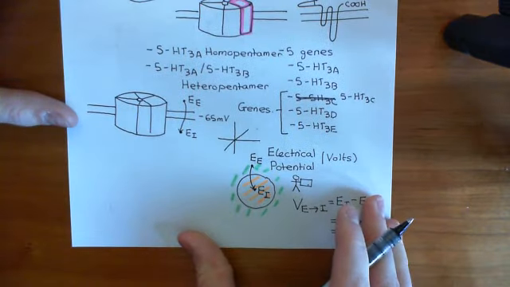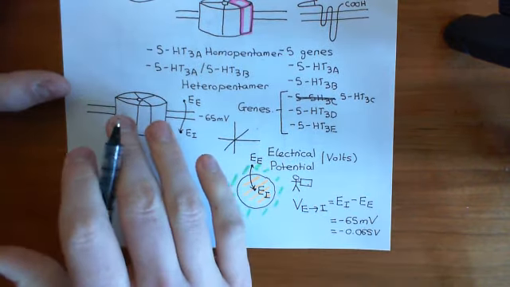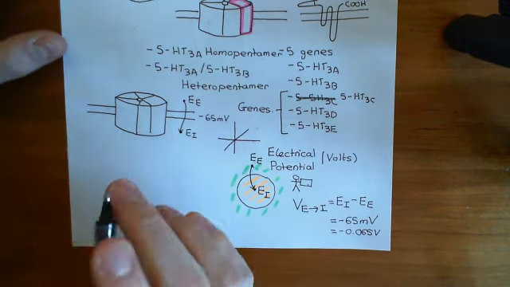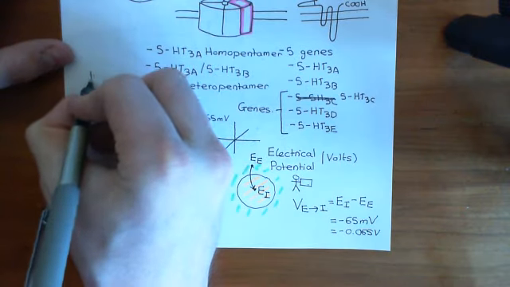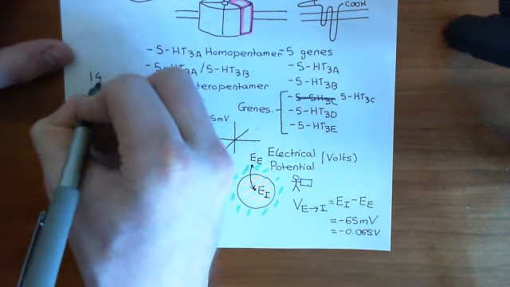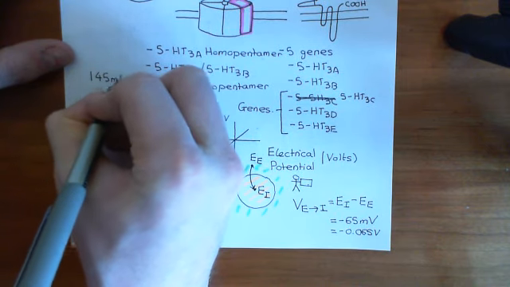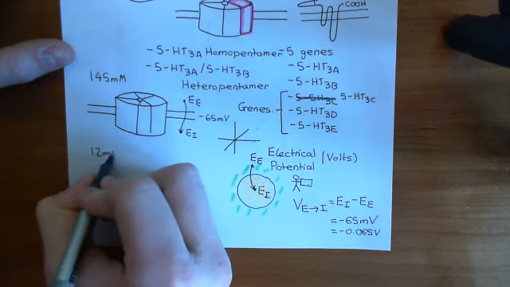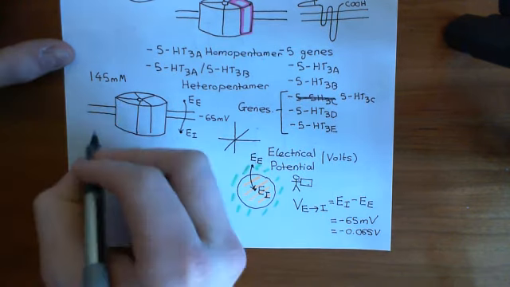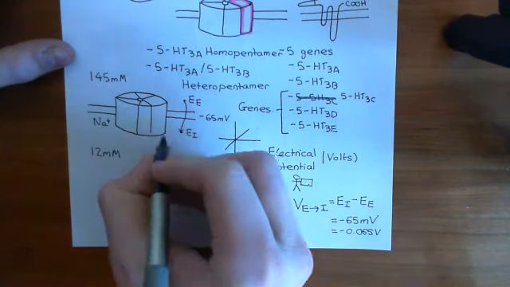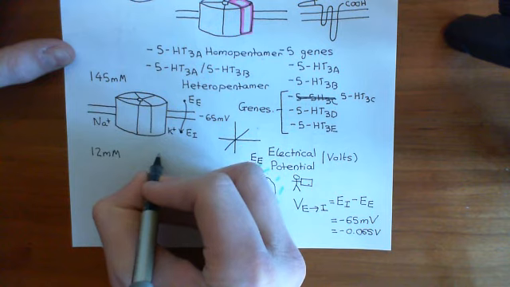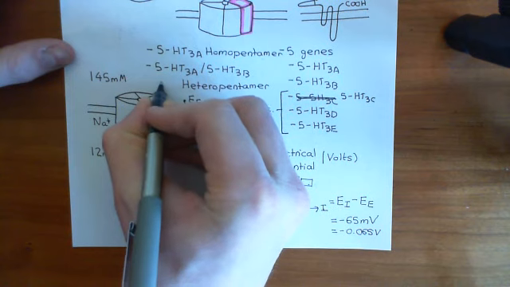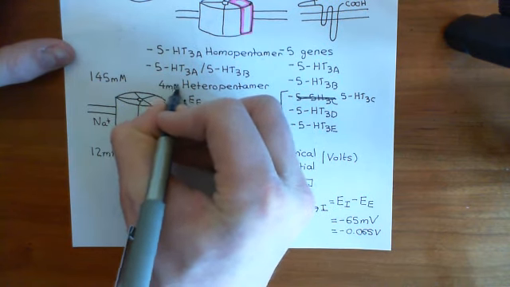Right, so let's now put on this picture the concentrations of sodium and potassium on either side of the membrane, because that's also going to be important. The sodium concentration extracellularly is around 145 millimolar. Meanwhile the sodium concentration intracellularly is around 12 millimolar. So that's sodium here. The potassium concentration intracellularly is around 155 millimolar, and the potassium concentration extracellularly is around 4 millimolar.